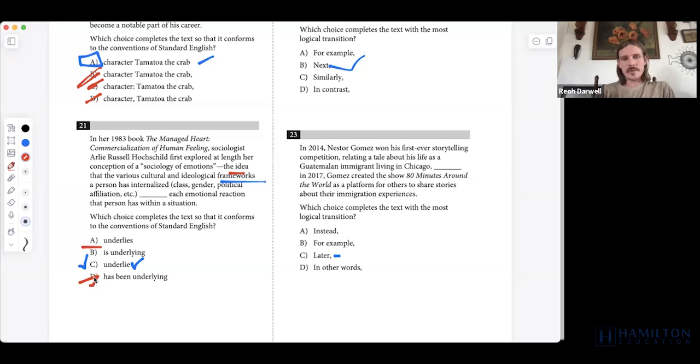And then B, the idea that the various frameworks is underlying each individual. Now there we have the same issue of treating the situation as singular when we need to treat it as plural. All right. D does the same thing, has been. All of those options, underlies, is underlying, and has been underlying, suggest that we have a singular noun that we're referring to. But rather, we're referring to something that's plural, frameworks. Therefore, we need our conjugation to align with that, underlie.